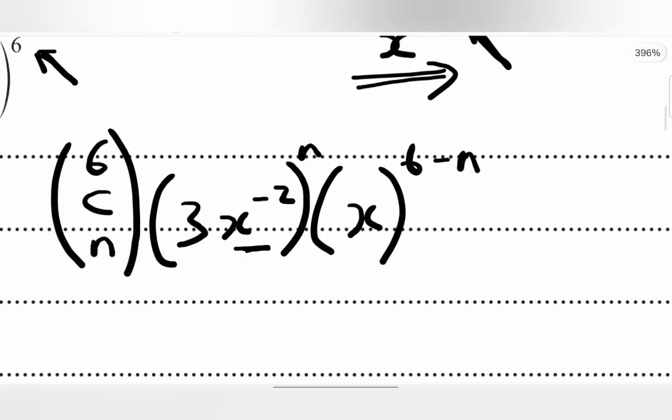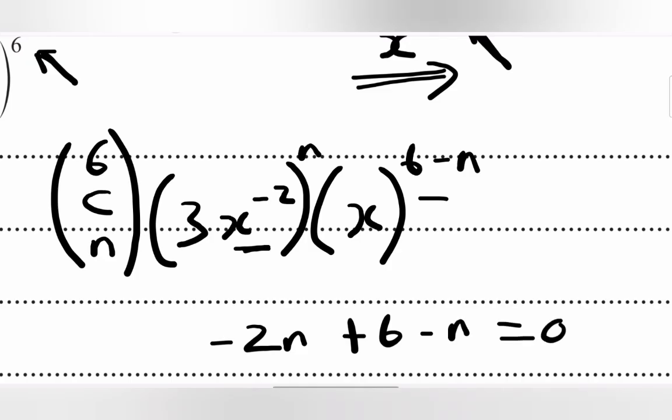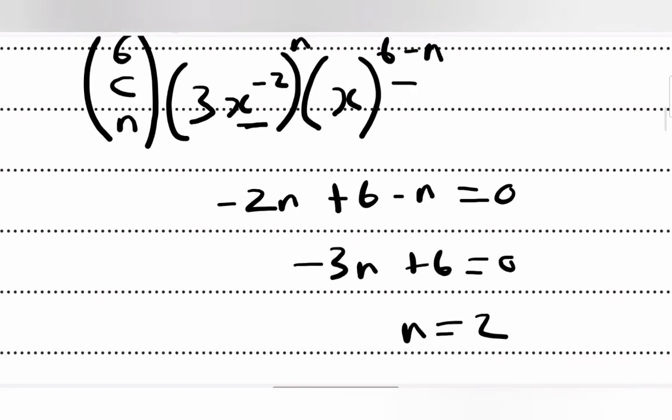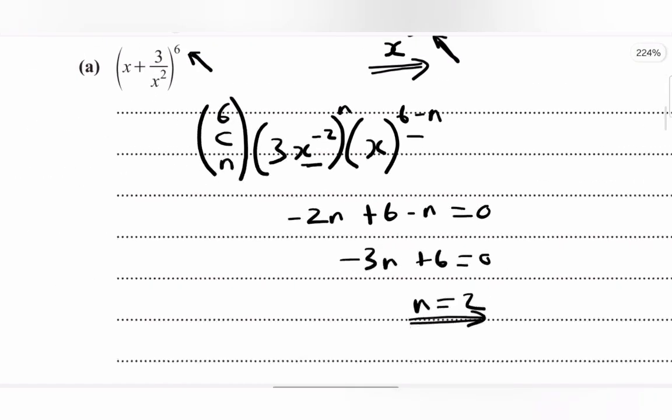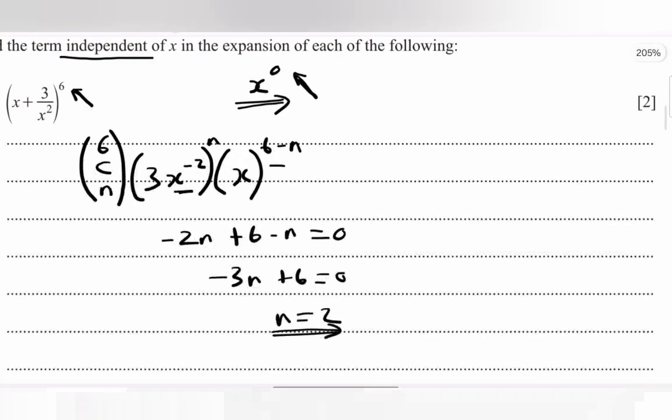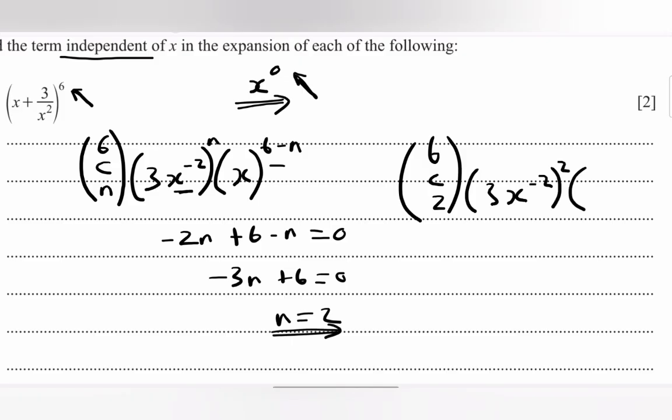And therefore, for this one, the power is minus 2n, and for this one is 6 minus n. So we're going to say minus 2n plus 6 minus n should be equal to 0. And this is going to give us minus 3n plus 6 equals 0, and our n is going to be 2. Now we know the number to choose from 6 to get a term independent of x. So we're going to say 6 choose 2, then our 3x to the power minus 2 to the power 2, then our x to the power 6 minus 2, which is 4.